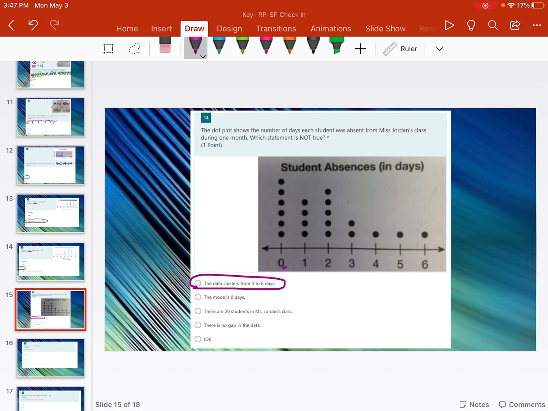And there's no gap in the data. Remember, gap is when there's a piece of data missing. So if there was a graph and you had points, but there was a spot like right here where no data was, and it has to be in between. I always think like a gap in my teeth. It's in between the teeth, right? So it's got to be in between some data where it's missing. That would be a gap. So there is no gap in this data. And A was the right answer.